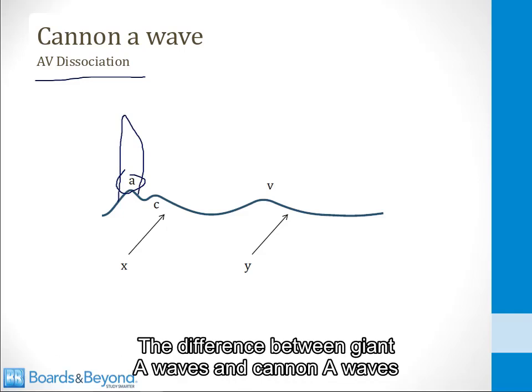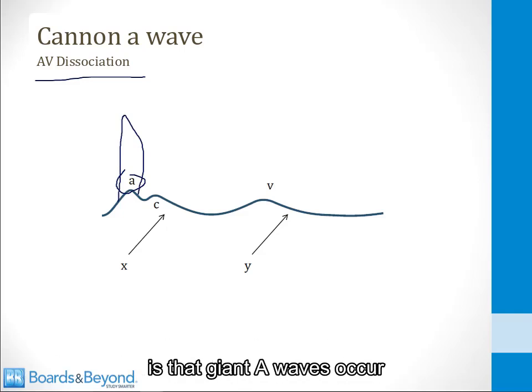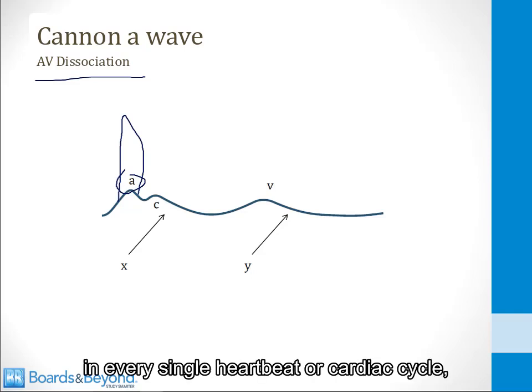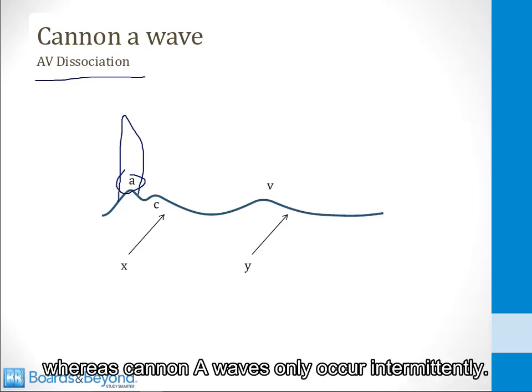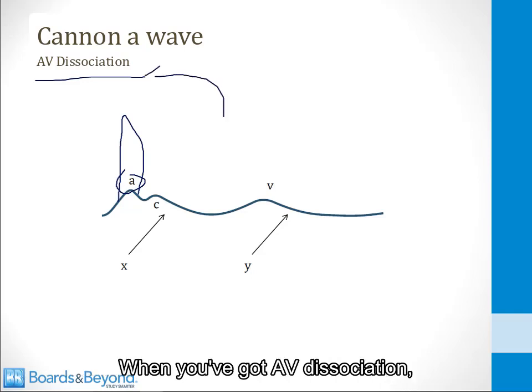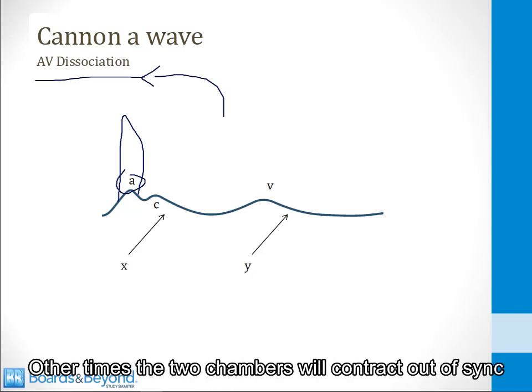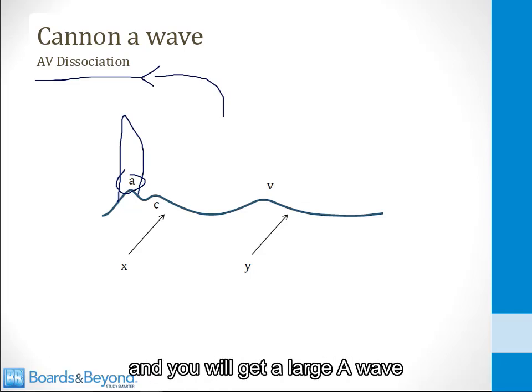The difference between giant A waves and Cannon A waves is that giant A waves occur in every single heartbeat or cardiac cycle, whereas cannon A waves only occur intermittently. When you've got AV dissociation, sometimes the atrium and ventricle will happen to contract in sync and you will get a normal A wave. Other times the two chambers will contract out of sync and you will get a large A wave, and that's called a cannon A wave.